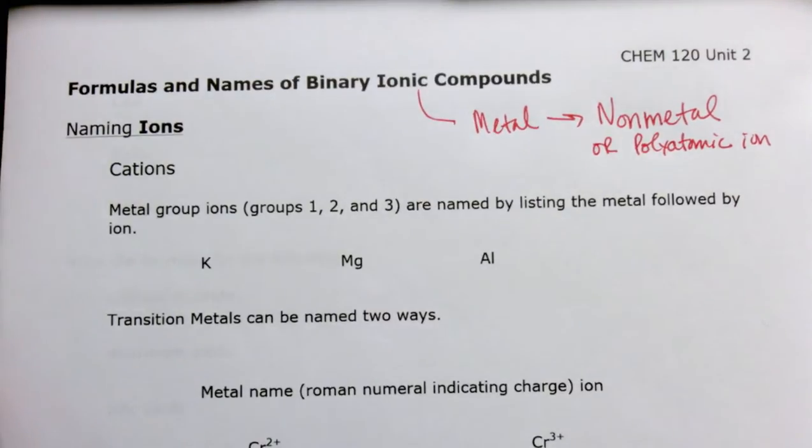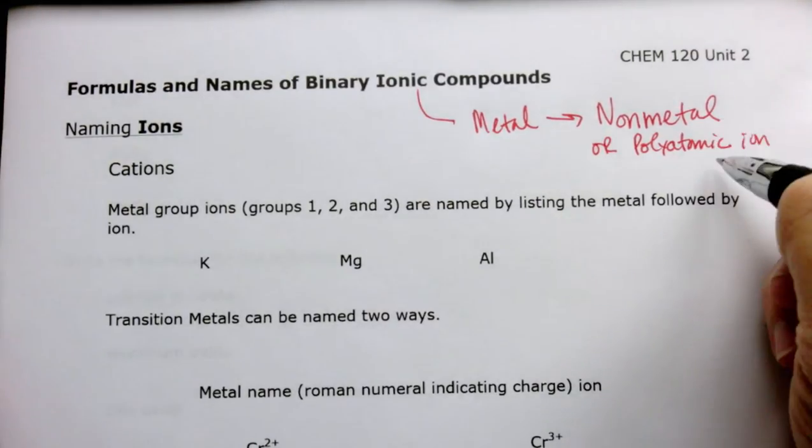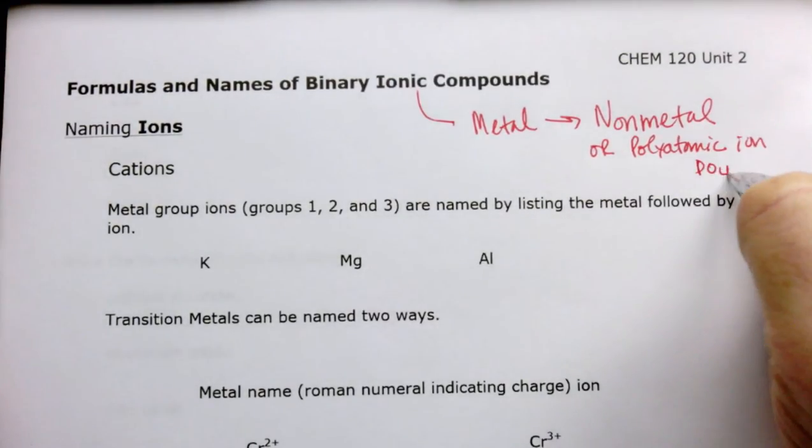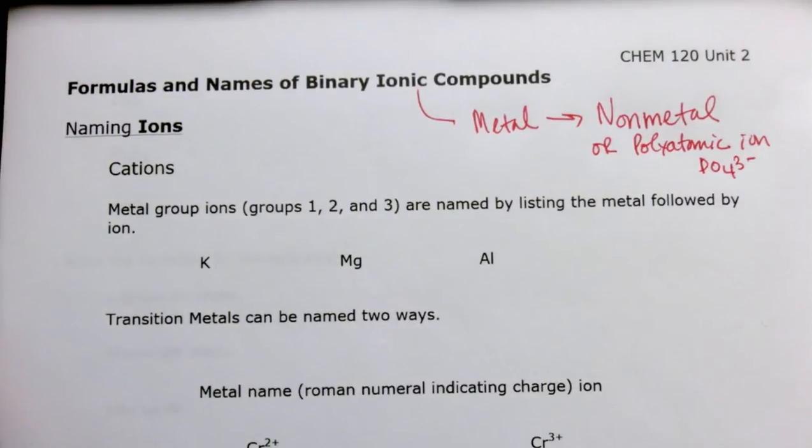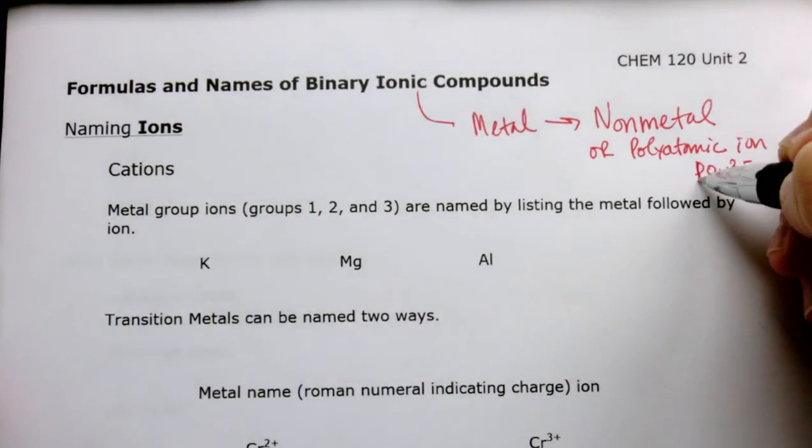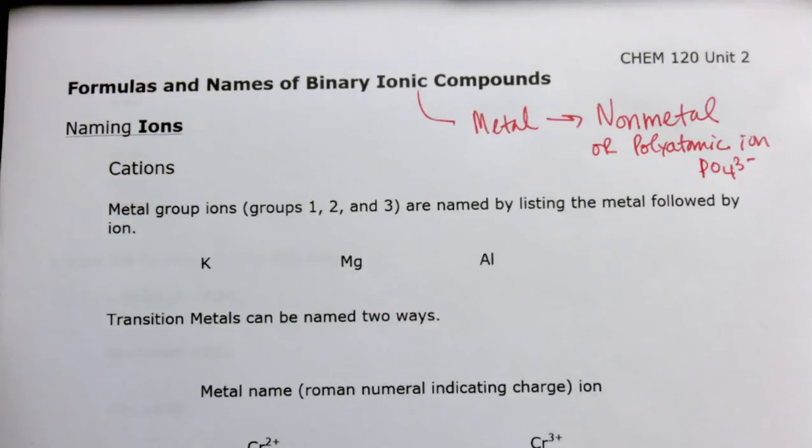Now, polyatomic ions are like phosphate, PO4 3-, and ammonium. We'll talk about them a little bit later. The main thing I don't want you to stress about is that polyatomic ions are not required for memorization in this course. Maybe for other chemistry courses they have been required, but for this course, they will be provided to you. Okay.